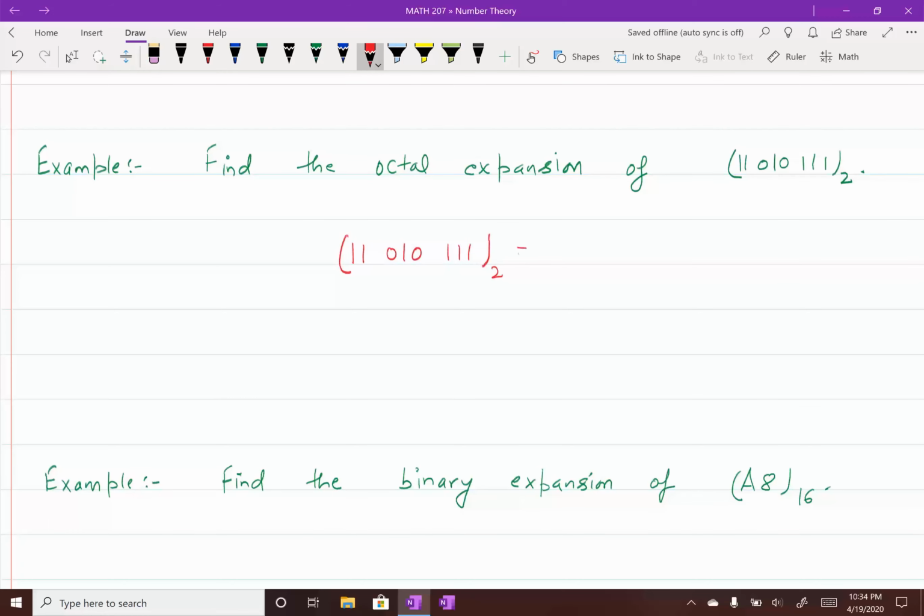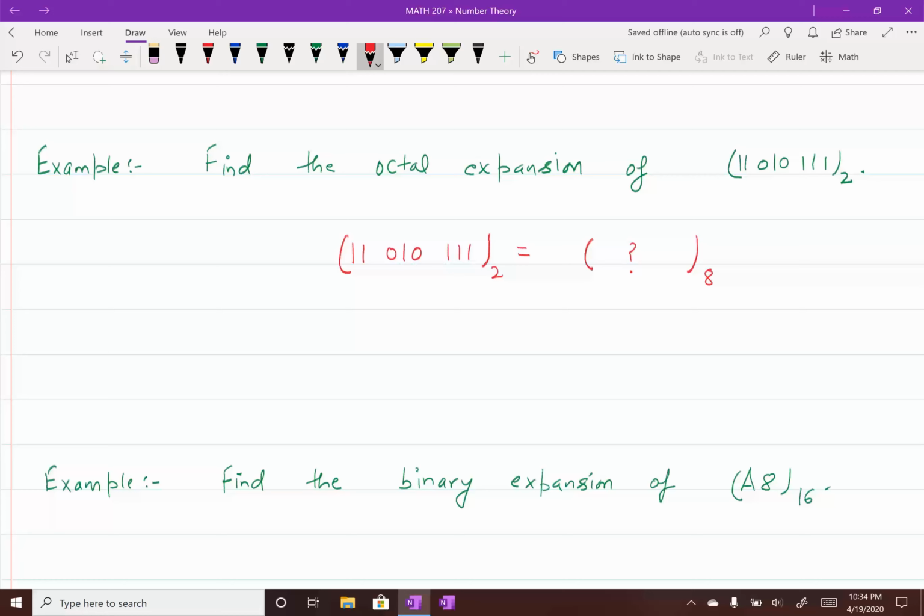So the question is, can you find the octal expansion of this given binary expansion? Can you find those digits here? There are various ways you can solve this problem. One way is to convert this binary expansion to the decimal system, and then convert the decimal system into the octal system, which is a two-step procedure.